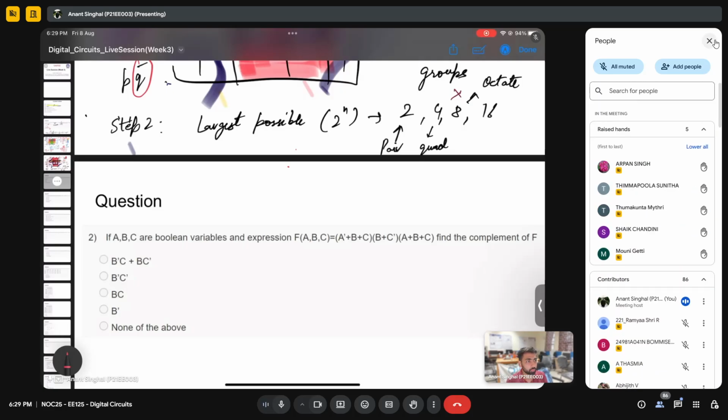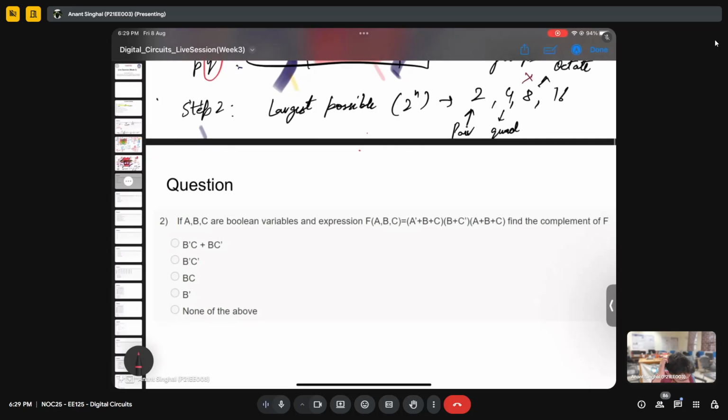So yeah, I think we can move on now. This is the next problem. It says if a, b, c are Boolean variables in this expression, find the complement of f. So f is given, you need to find the complement of f, basically f bar. So let's do that.